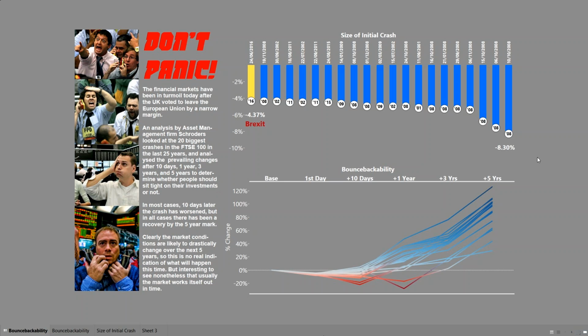The way that you could probably fix that is just to create a calculated field that says base is 0, first day is 1, 10 days is 10, 1 year is 365, 3 years is 1,000 and whatever, 1,080, whatever that is, and then 5 years is 5 times 365, and then put that number on there instead, and that way it would spread it out properly. I just think you'd lose the size of the changes in between them though. You would, but it would be more accurate.